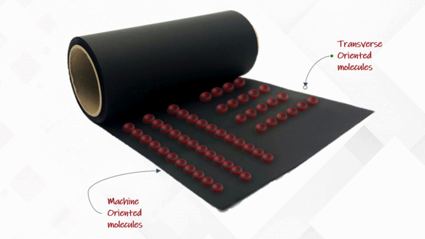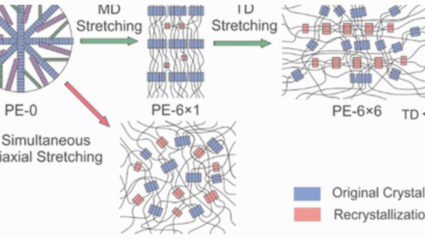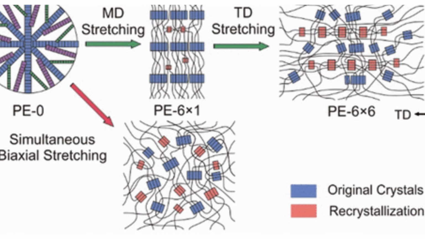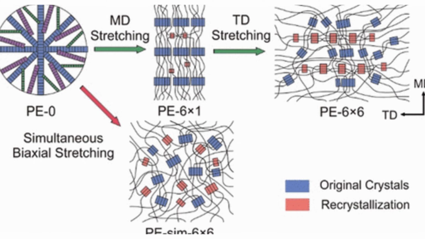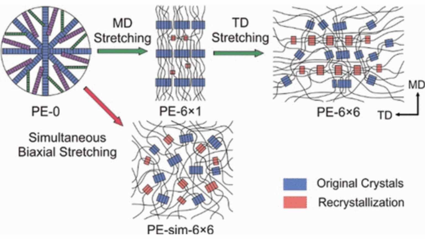Second, transverse direction, TD. The direction perpendicular to the MD, across the width of the material. In films, TD properties are controlled by processes like tentering or blow molding that stretch materials sideways.